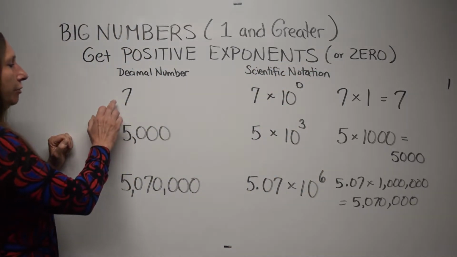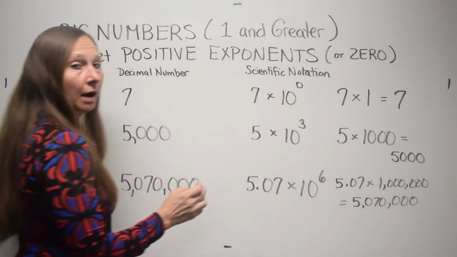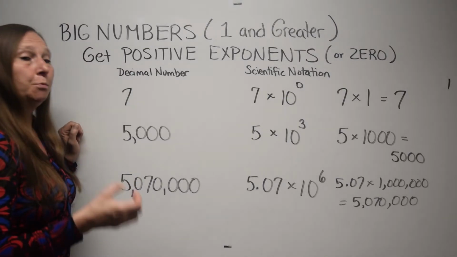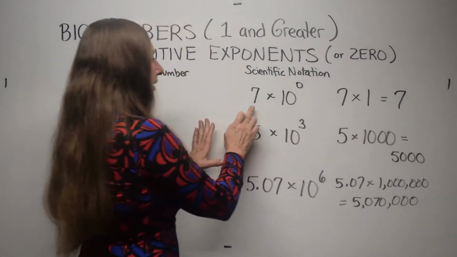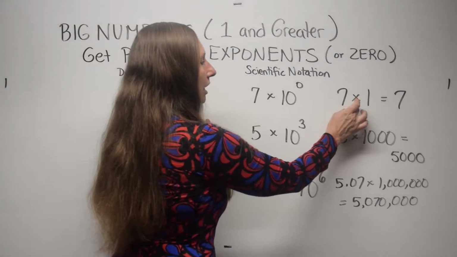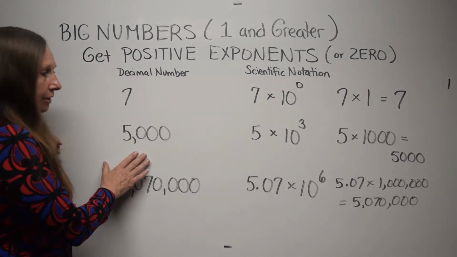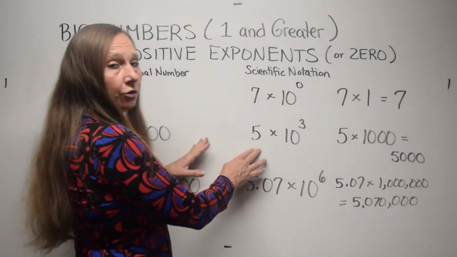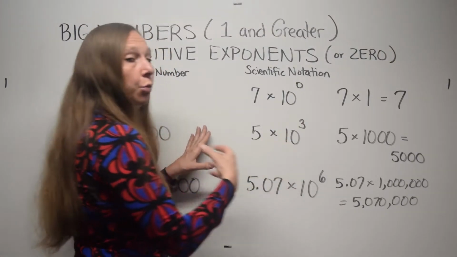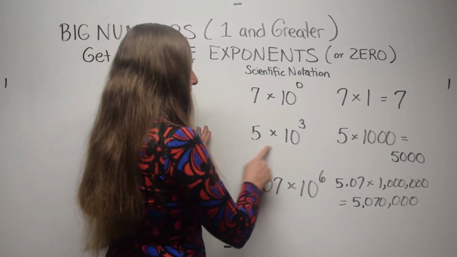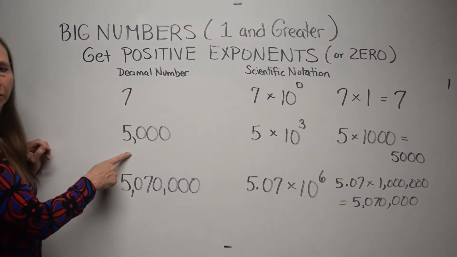All right, so let's take a look at these decimal numbers, these big numbers, and how they convert into scientific notation. The number 7 is going to be 7 times 10 to the 0 power. What does that translate into mathematically? Since 10 to the 0 power is 1, this represents 7 times 1, which is 7. Here we have 5,000. That would be in scientific notation 5 times 10 to the 3rd. Remember that 10 to the 3rd is 1,000. So what you're really seeing here is 5 times 1,000, which is 5,000.